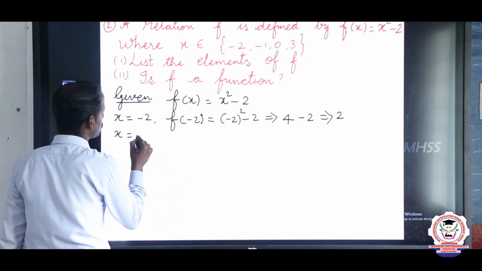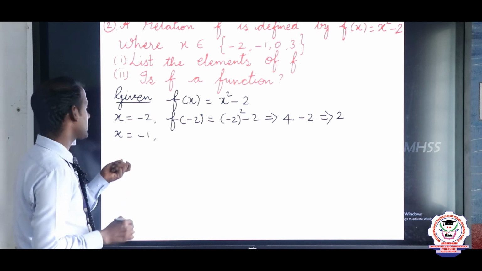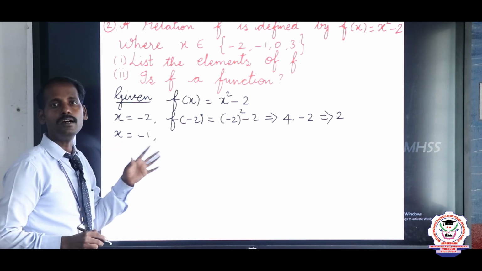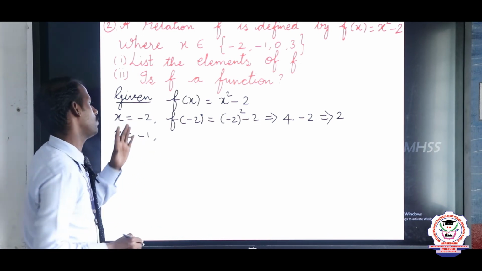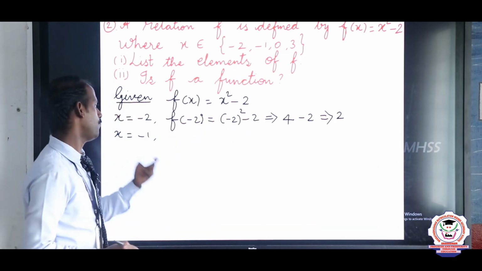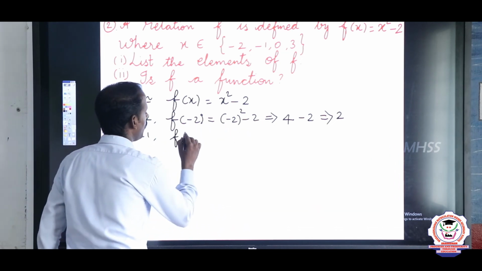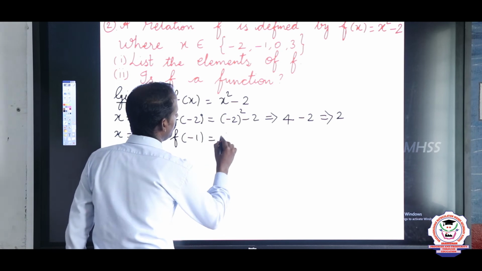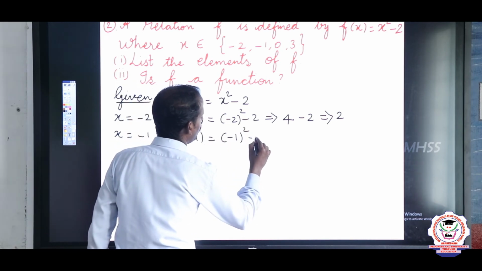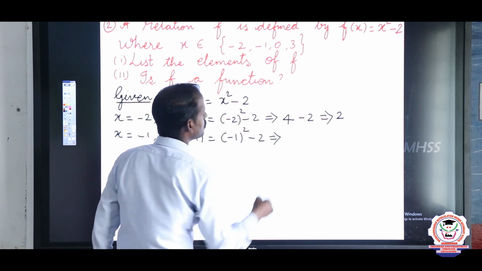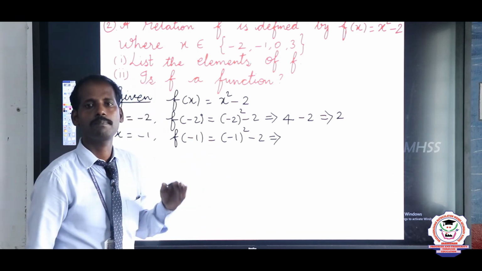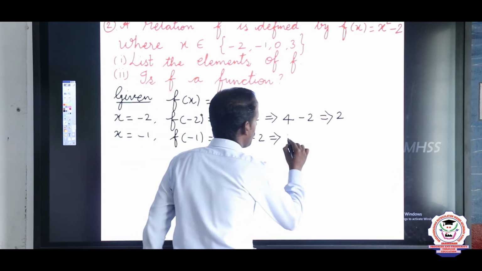X equal to minus 1. So here x is minus 1. Substituting the x value means we will get f of minus 1. So f of minus 1 is equal to minus 1 the whole square minus 2. Minus 1 the whole square is minus 1 into minus 1, plus 1. So plus 1 minus 2.